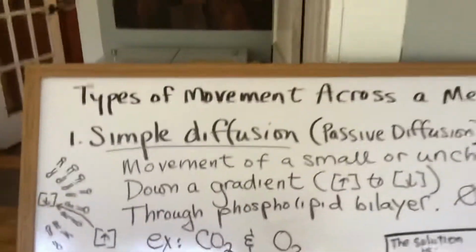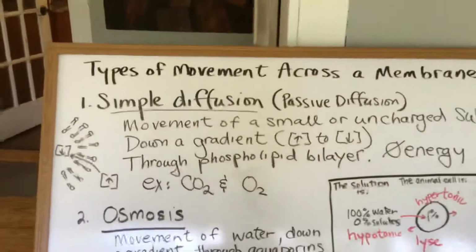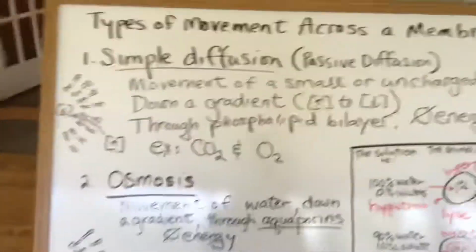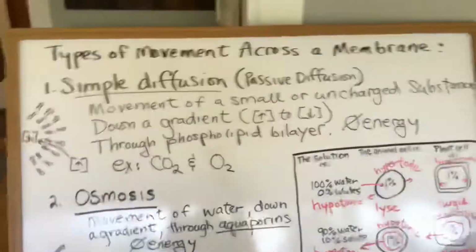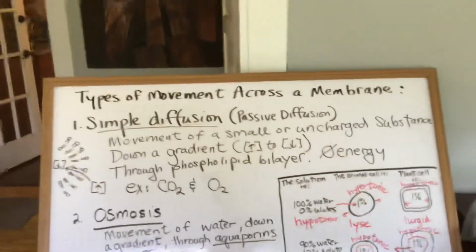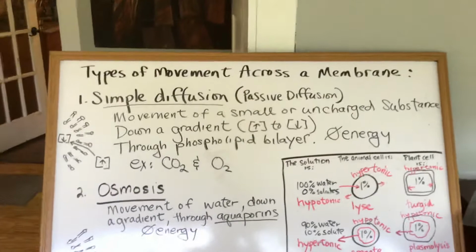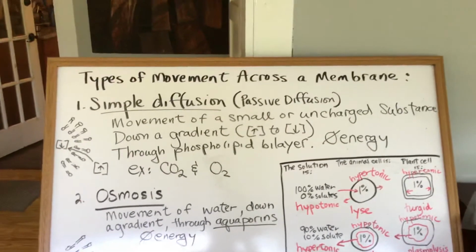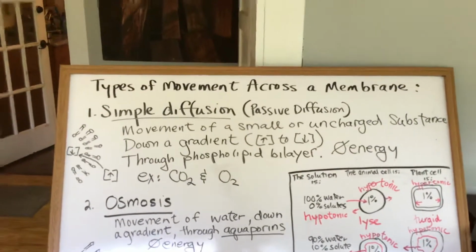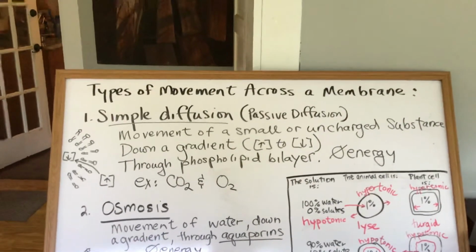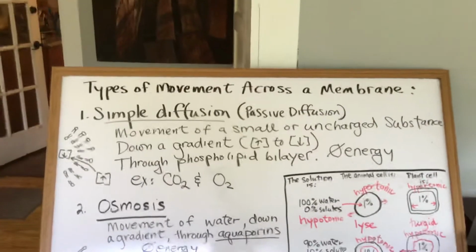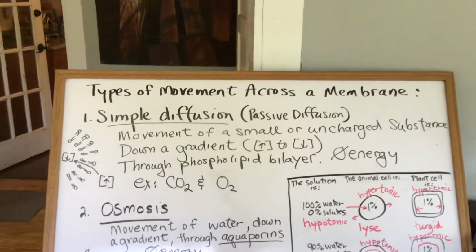Okay, so we're going to talk about the different types of movement across the membrane, and we're going to start in this little section with simple diffusion. Now, simple diffusion is also called passive diffusion. It is the movement of a small or uncharged substance down a gradient, or with a gradient, from high to low concentration through the phospholipid bilayer, and it requires no energy.